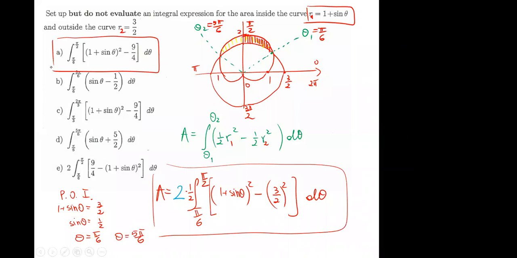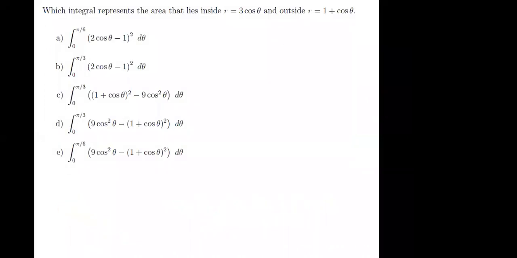Okay. And let's do one more, and we have lots of practice in this session. Let's try to figure out this one. Which integral represents the area that lies inside the circle r equals 3 cosine theta and outside the cardioid? Let's check. We will find the points of intersection, but it's nice to see the situation.